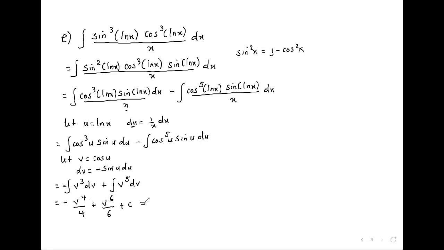What is v? V is cos u. What is u? U is ln x. So this is minus cos^4 ln x over 4, and then plus v^6 over 6. V is cos u, but u is ln x. So this is plus cos^6 ln x over 6 plus c. This is our integral.